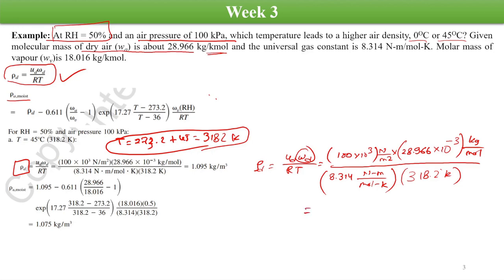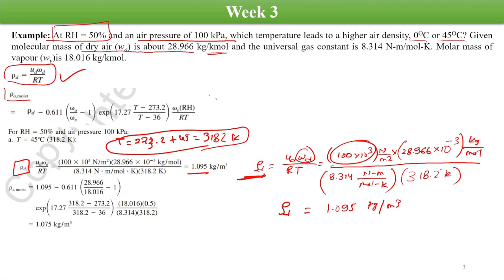So now we can calculate this: 10 to the power 5 multiplied by 28.966 into 10 to the power minus 3, divided by, in the denominator, 8.314 multiplied by 318.2. The value we'll obtain is 1.095. The unit will be kilogram per meter cube because it's a density, right? So first we have obtained the density at dry state.